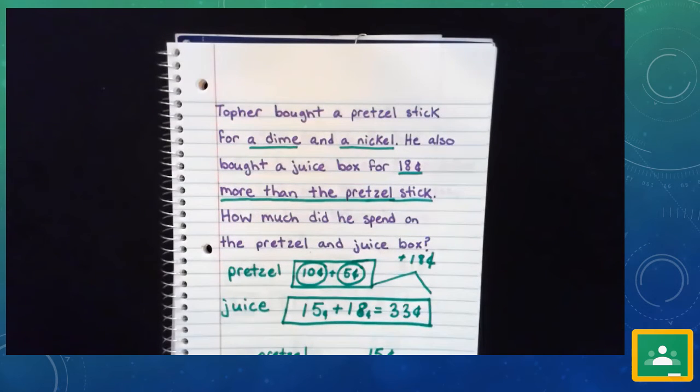But I'm not done, because the question is not how much did he spend on just the pretzel and just the juice box. I need to figure out how much he spent on both items together. So when he went to that cashier and he went to buy both of those items, how much money did he spend in all? So here's my second step.